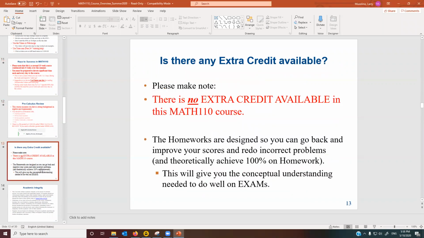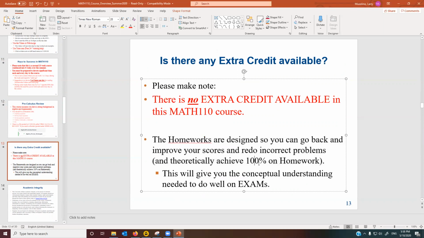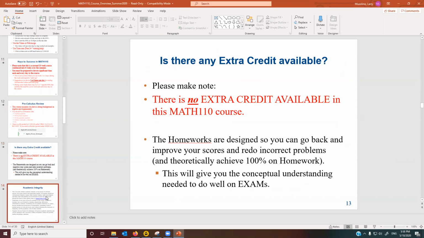Folks, please make note there's no extra credit available in the course, but the homeworks are designed so that you could go back and improve your scores. So even if you get a homework problem incorrect, you can go back and redo it an unlimited number of times. So theoretically, you can achieve 100% on the homeworks. That's intended to give you the practice you need to do well on the exams.